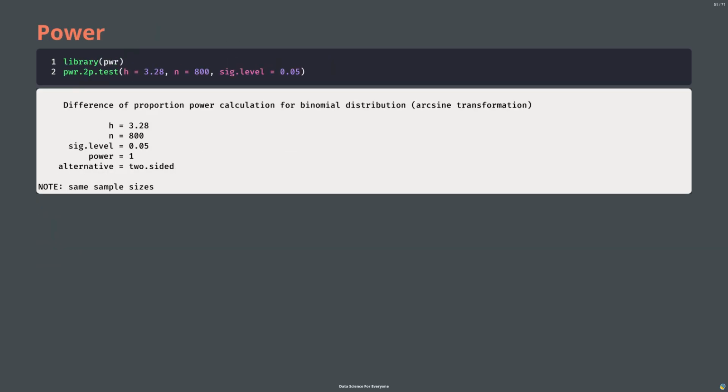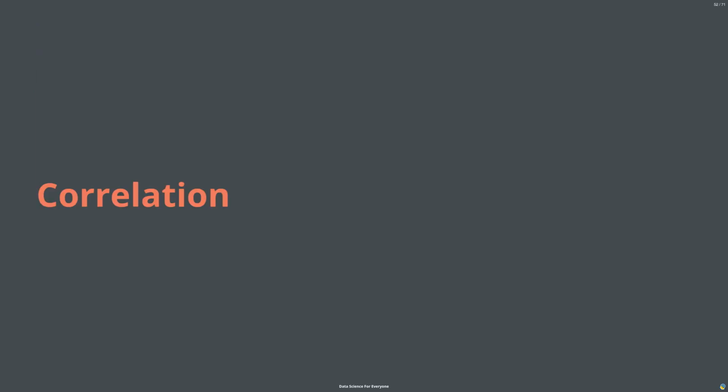Finally, we use a power analysis to check if we had enough data to trust our results. Using the power.2p.test function in R, we input the odds ratio, sample size per group, and significance level. If the power comes out to be high, like 0.9 or above, it means that we can be confident of the findings. In our case, with 800 participants per group, the power is 1 and is definitely strong enough to support our conclusion. Now let's look at correlation.